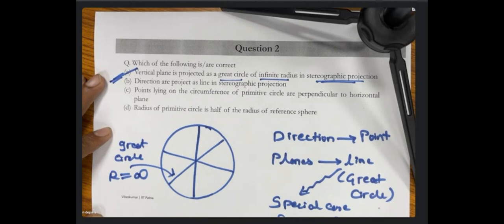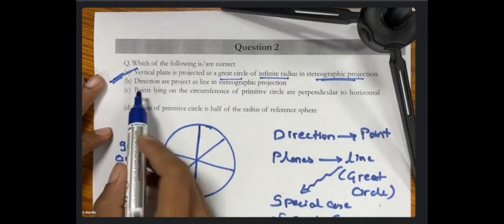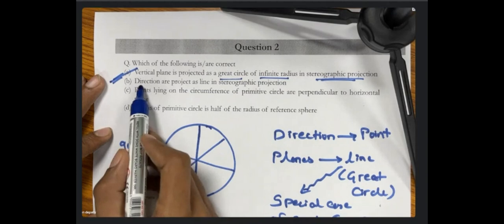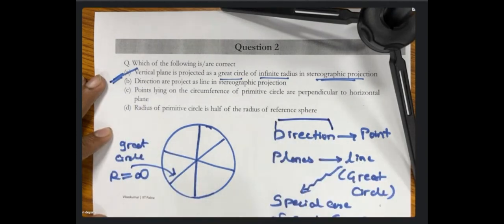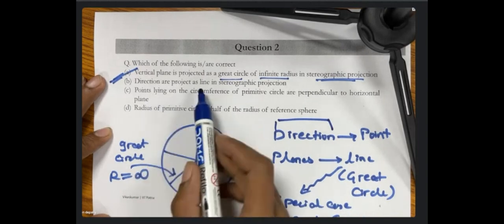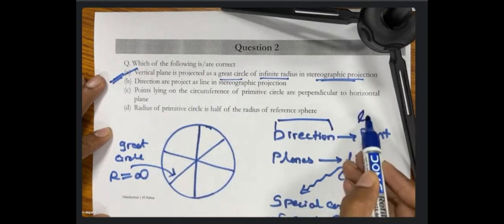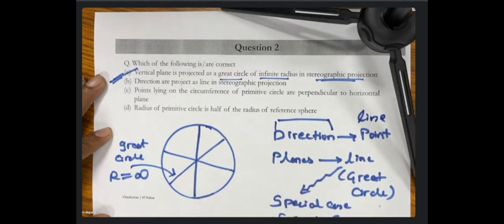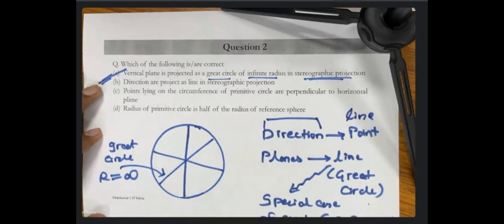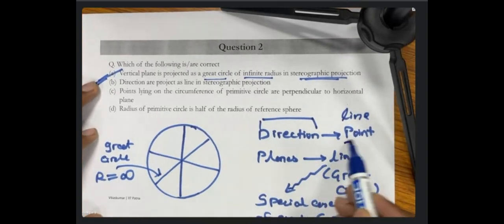Option B is telling that directions are projected as a line in stereographic projection. It's talking about the direction, and it's telling that the direction is projected as a line. No, it is not the case. Directions will be presented as a point. It will be presented as a pole.